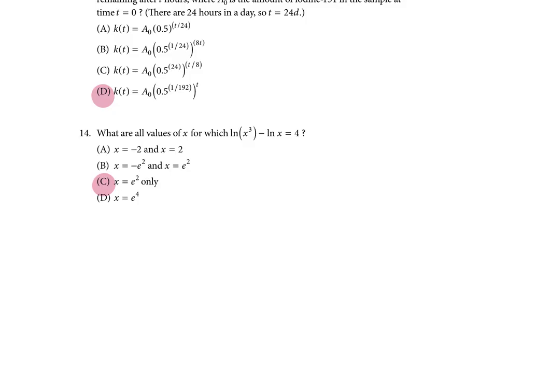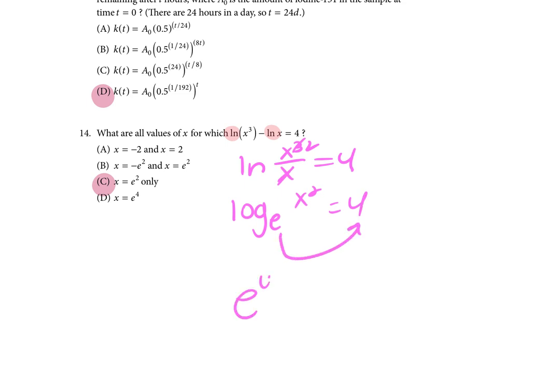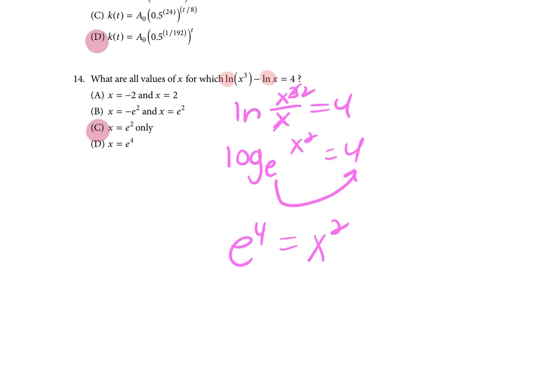All right, this says, what are all the values x for which ln of x to the third minus ln of x equals 4? So these are your log functions. Remember, if there are multiple logs on one side, we have to condense it down. When you condense, subtraction becomes division. And then ln is the same as log base e. This would actually simplify to be x squared equals 4. And then e to the 4th would equal x squared. So if I wanted to know what x was, I'd have to square root both sides. And the square root of e to the 4th would become e squared.